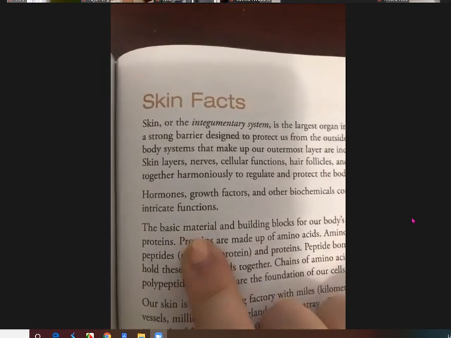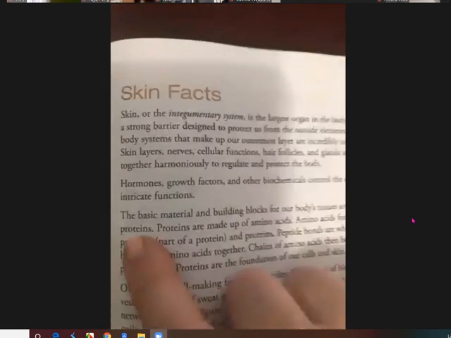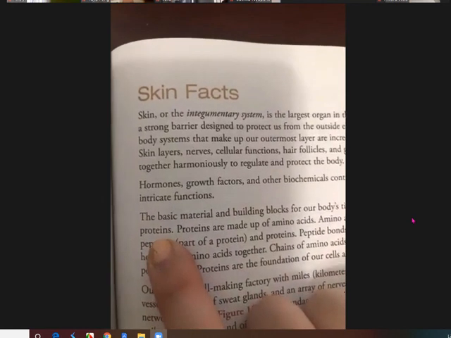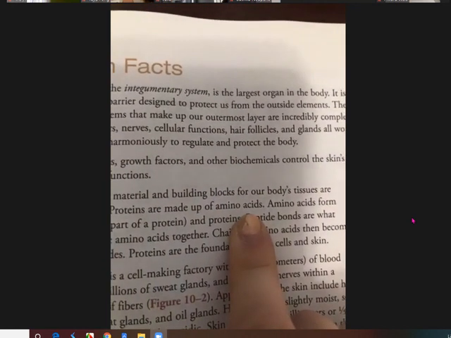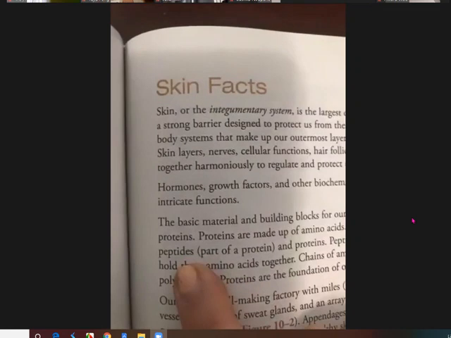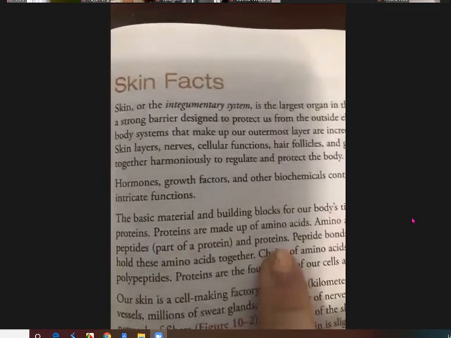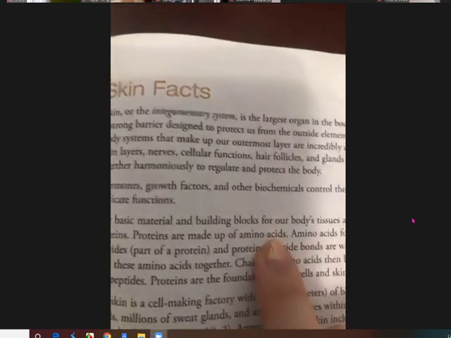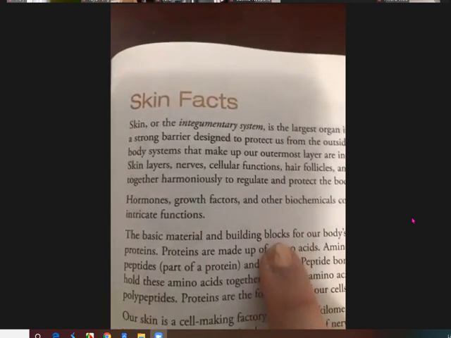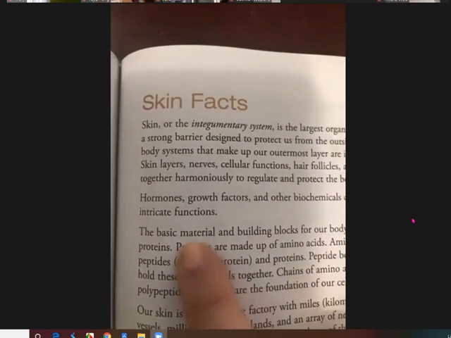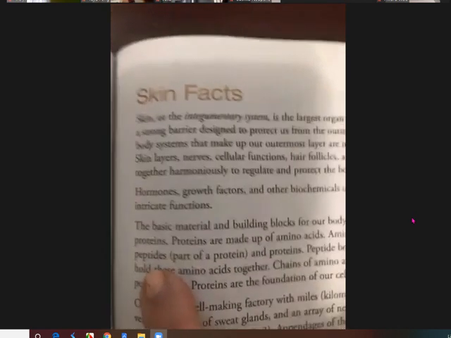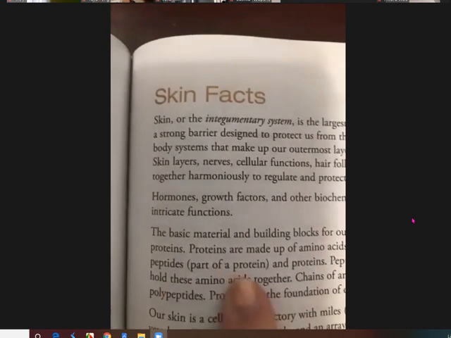So the basic material and building blocks for our body tissues are proteins. Proteins are made up of amino acids. Amino acids form peptides, which are part of a protein. So remember, when you put amino acids together, they become protein. When you have a group of protein, you see peptides. Peptides are part of the protein.